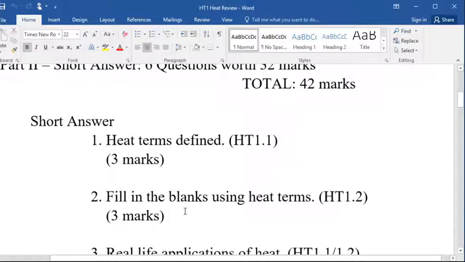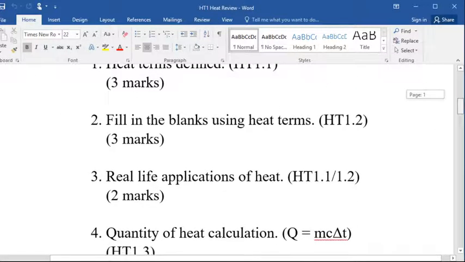Number 2, there'll be some fill in the blanks using heat terms. The terms I'll be picking will come from HT 1.2. And then question number 3, some real life applications of heat. So kind of real life questions. Ones that you've likely seen before or very similar, from sections 1.1 and 1.2.